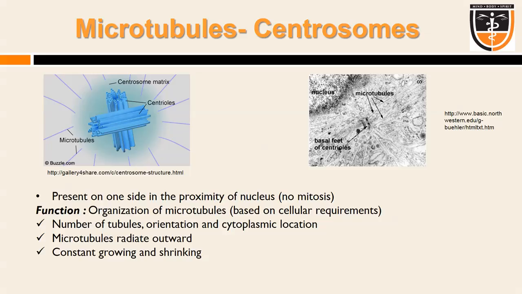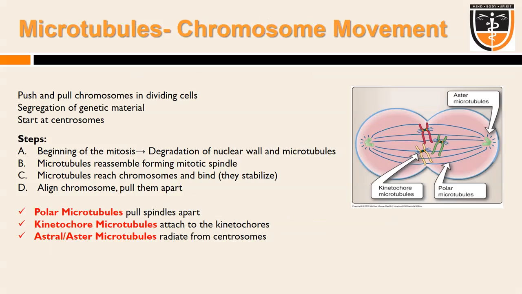So what's their function? They are the anchoring point for microtubules. They're involved in organizing microtubules based on cellular requirements. So they regulate the number of tubules, and they regulate the orientation and cytoplasmic location of these tubules. So microtubules will radiate from the centrosome in a star pattern through the cell. And of course, microtubules will be constantly growing and shrinking, so they're under constant dynamic instability.